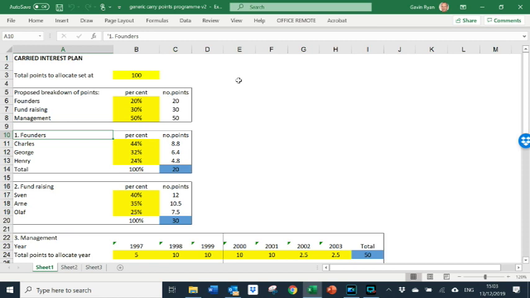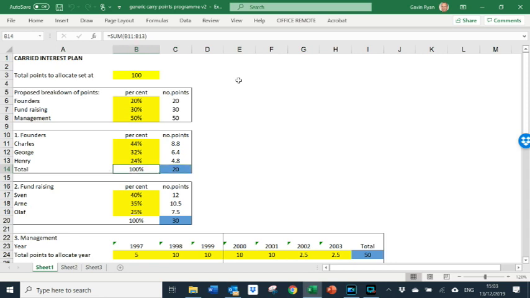I've given them some funny names. The founders are Charles, George and Henry. So let's say Charles had the biggest role. He got the whole thing started. George and Henry came in a bit later. So they've kind of split their 20 points among themselves according to this ratio, so that Charles will get about 9 points, George 6, Henry 5, and that adds up to 20 points among the founders.